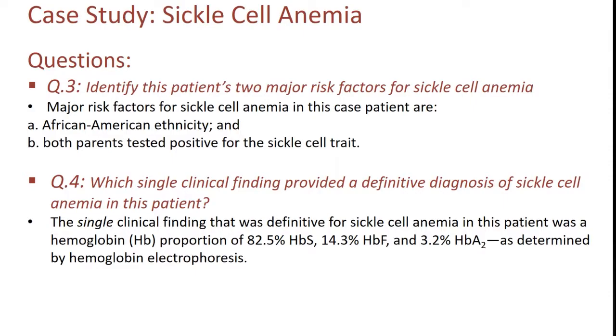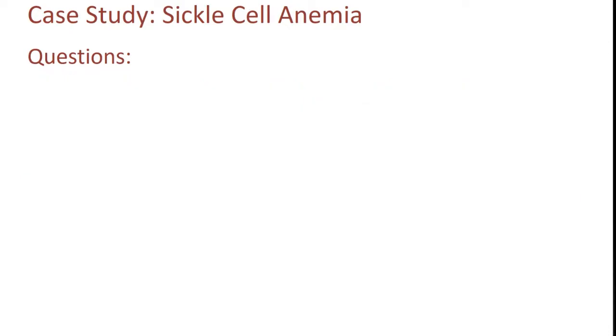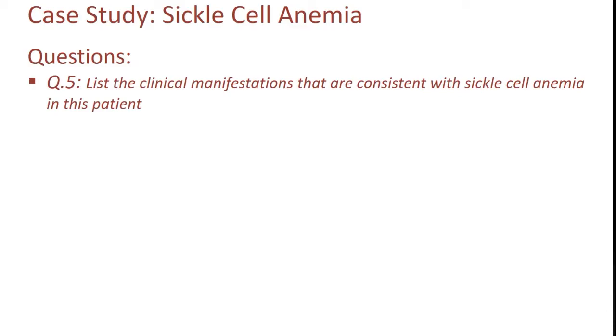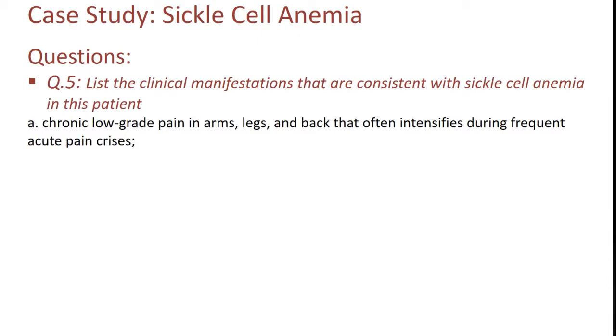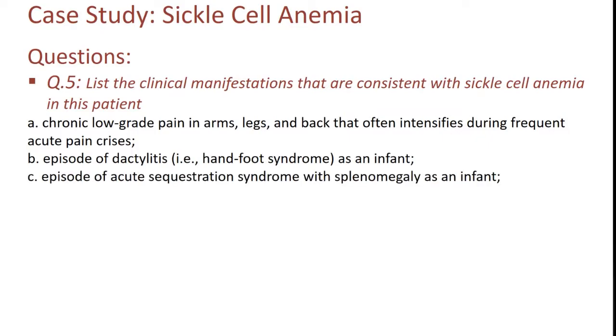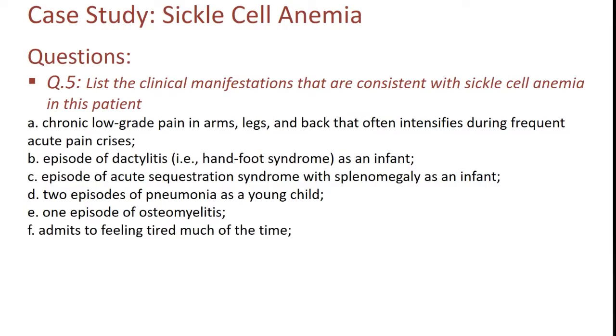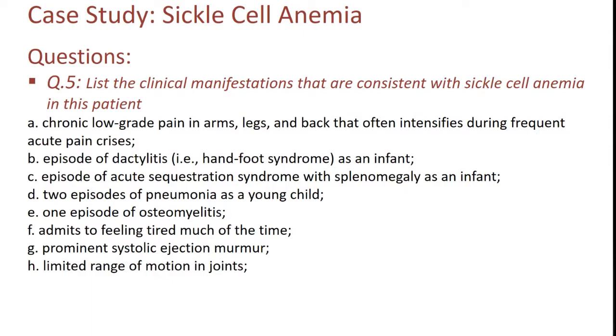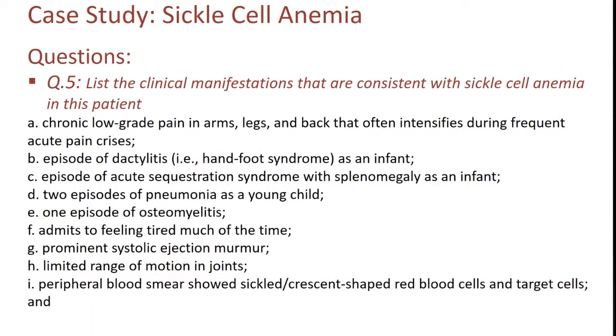Can you list the clinical manifestations that are consistent with sickle cell anemia in this patient? Yes. Chronic low-grade pain in arms and legs and back. Episodes of dactylitis. Episode of acute sequestration syndrome with splenomegaly as an infant. 2 episodes of pneumonia as a young child. 1 episode of osteomyelitis. Admits to feeling tired much of the time. Prominent systolic ejection murmur, anemia. Limited range of motion in joints. Peripheral blood smear showed what? Sickled or crescent-shaped red blood cells. Echo showed dilatation of the right ventricle.